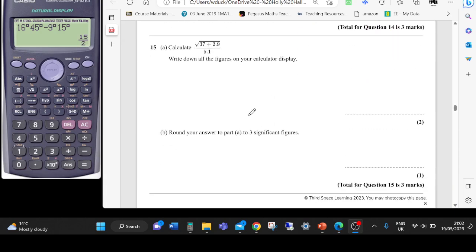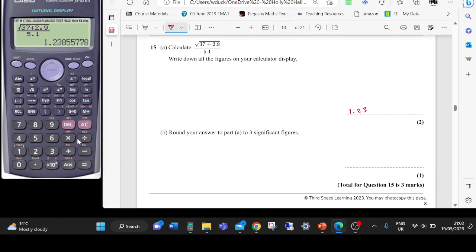Right, calculate, write down all the figures on your calculator display. So I'm going to use my calculator to type this in exactly as it appears. The square root of 37 plus 2.9, and I want to divide that by 5.1. So double check that I've typed that in correctly. Okay, so we're looking at writing down all the figures from my calculator display. 1.238557778.